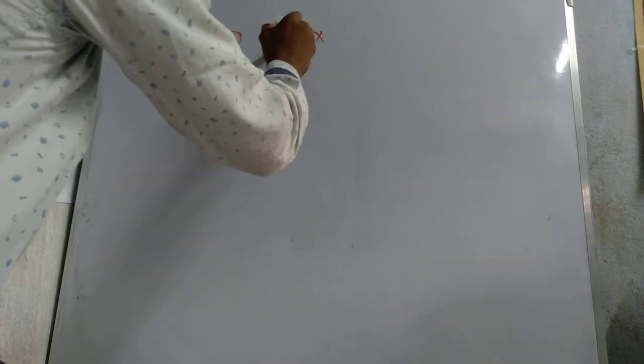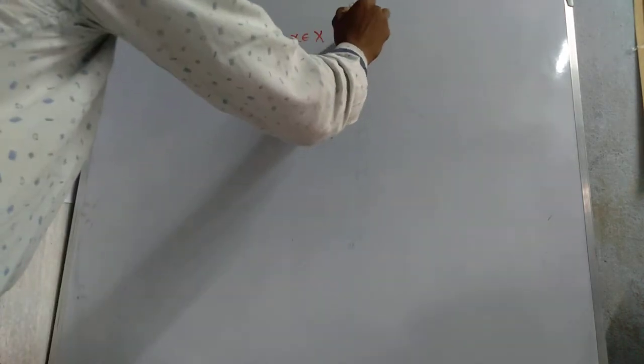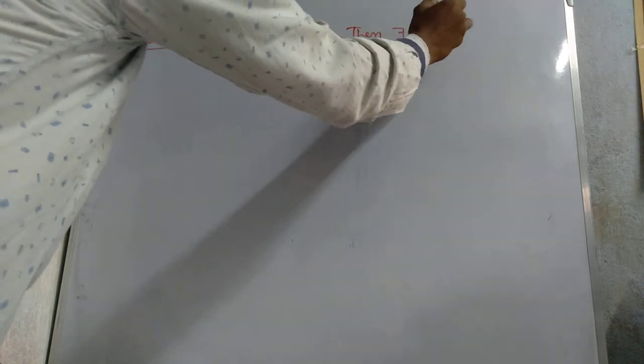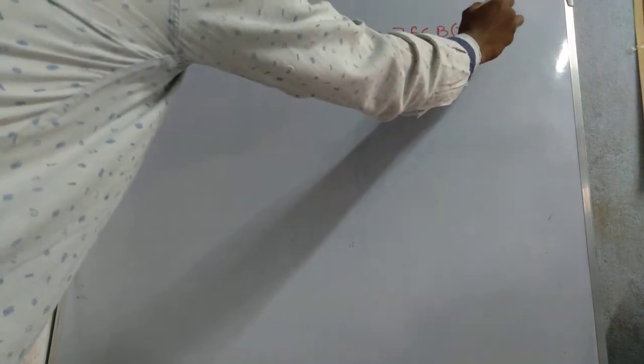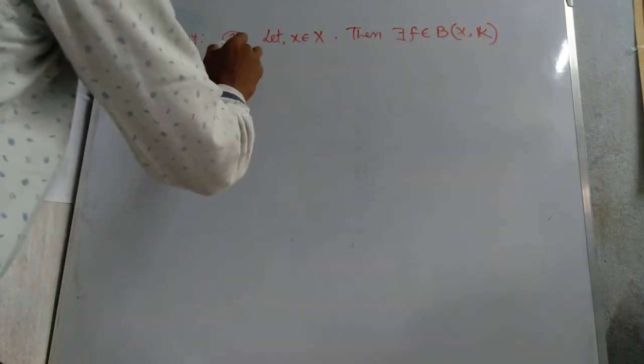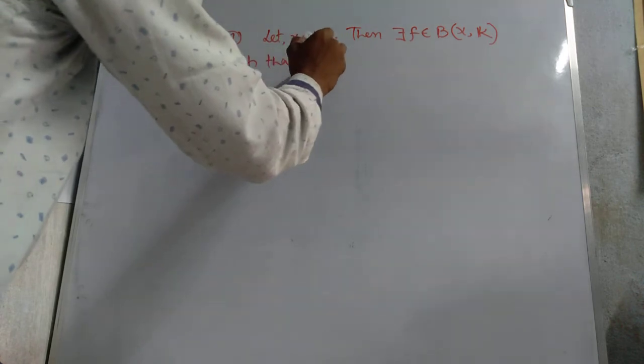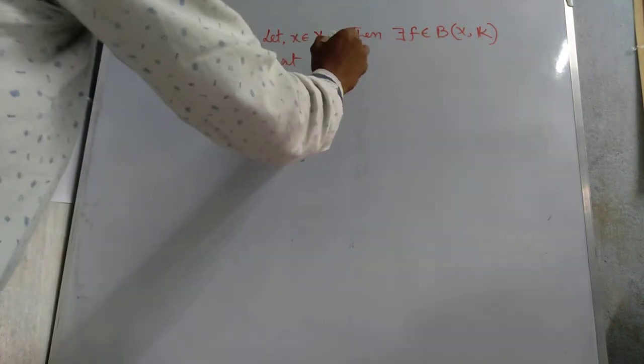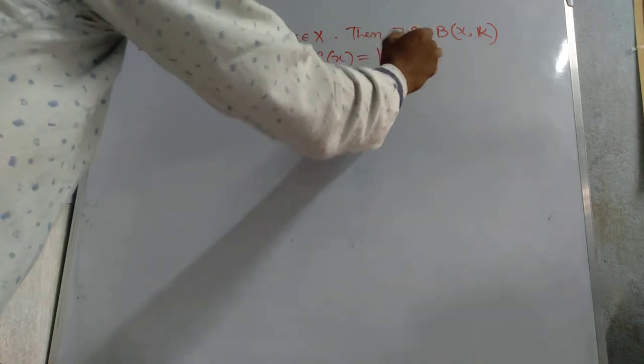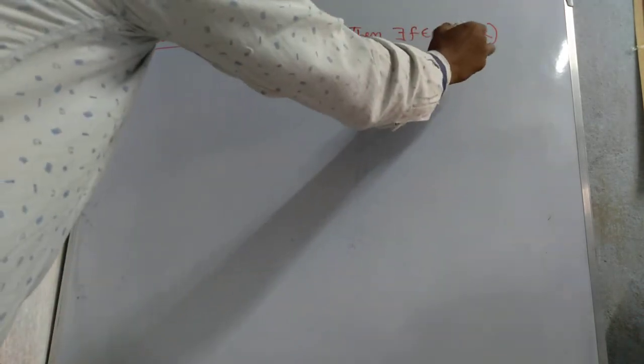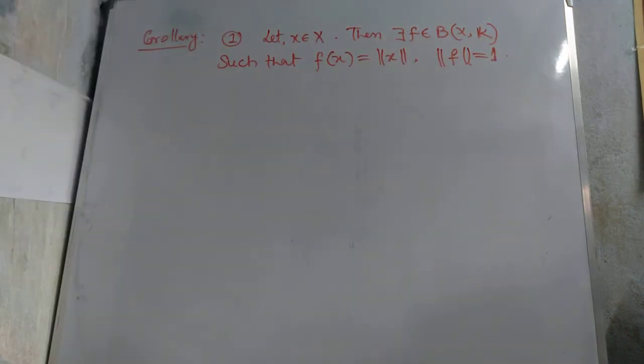So now we write these corollaries. First, corollary 1: let x belong to X, then there exists f belonging to X star such that f(x) equals norm of x and norm of f equals 1. Okay, next.